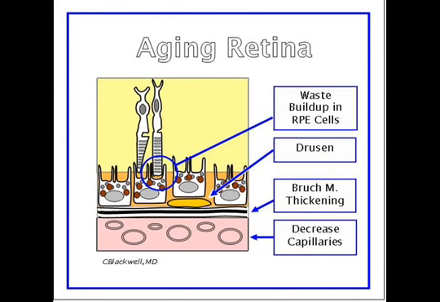Number 2, the RPE cells, after a lifetime of digesting the end segments of the rods and the cones, eventually become glutted with debris. They lose function and begin to die off. Number 3, Bruch's membrane becomes thicker, meaning less oxygen and nutrients are able to pass through to reach the retinal cells. And 4, over time, the number of capillaries supplying the retina decreases, also meaning less blood supply is available.